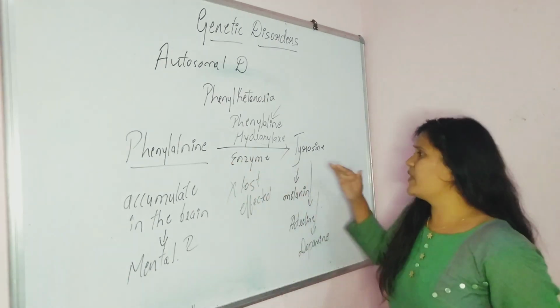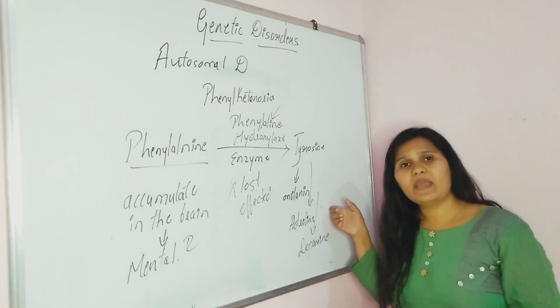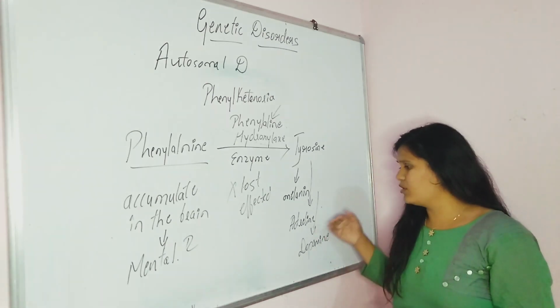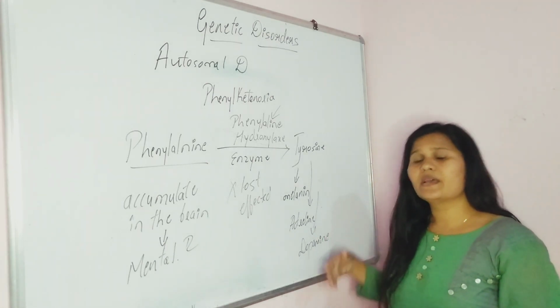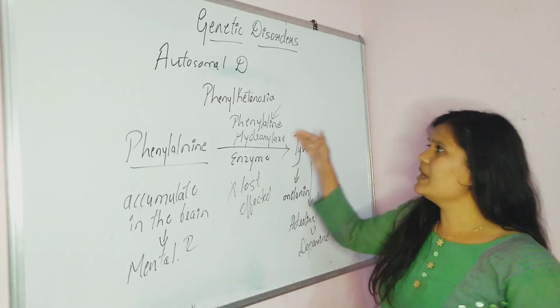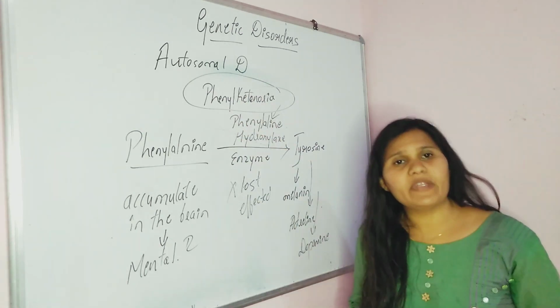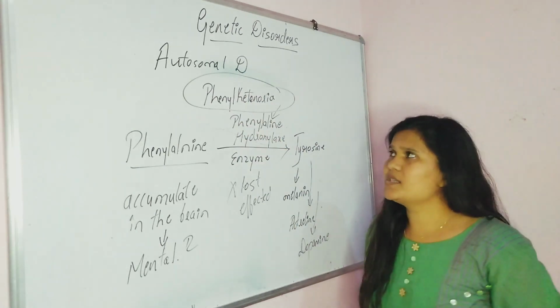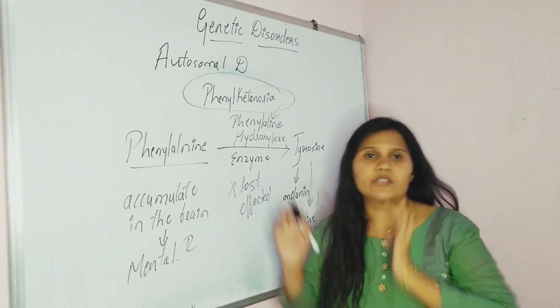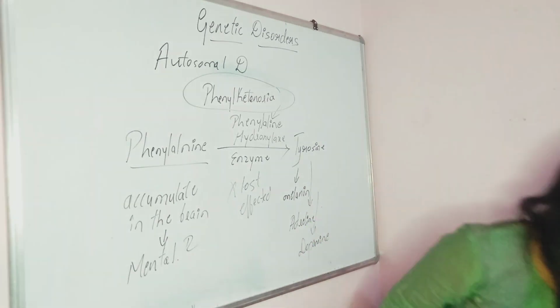And due to this, the tyrosine won't be produced, so there will be depigmentation, and also these hormones or some elements in the body won't get produced, and it will lead to some diseases. That whole thing is called phenylketonuria. So this is also a recessive disorder. Is this clear? Right? So I think it is clear for you.